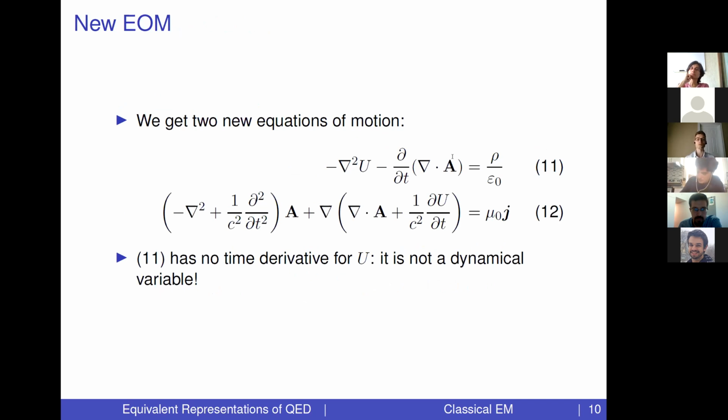Okay, so importantly, what I want to stress here is that equation 11, the first equation, has no time derivative for U, the scalar potential. And that means, and we will see this later in much more detail in different contexts, that the scalar potential is not a dynamical degree of freedom, not a dynamical variable. Therefore, in particular in relation to the Coulomb gauge quantization, it will be very helpful to express the scalar field in terms of all the other degrees of freedom, and therefore we can eliminate it. But later more about that.